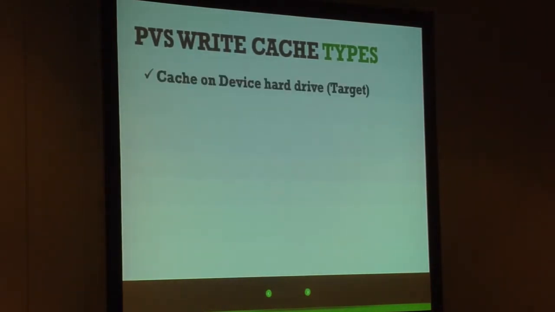Yep. PVS write caches. Different write caches can be used with PVS, and some of them have pros and cons. The most used write cache type is cache on the device hard drive. When people are new to PVS, they think, what does it mean, hard drive of the device? Should it be a physical hard drive or something? It's a virtual disk that attaches to your VM. And the main question is where you store this virtual disk image.